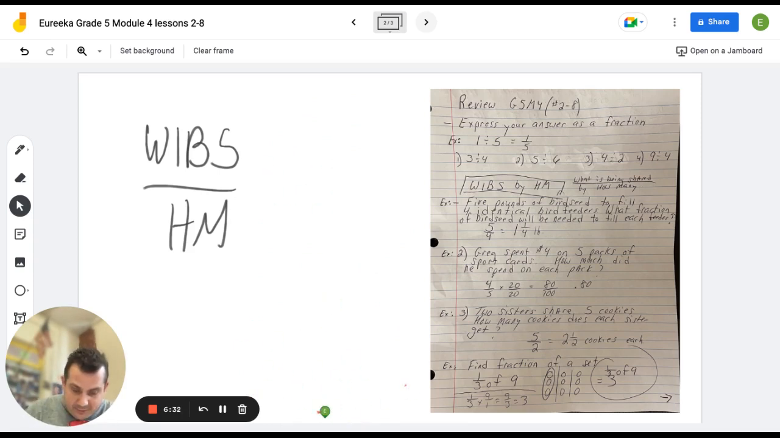Greg spent $4 on 5 packs of sports cards. How much did he spend on each pack? Well, now let's look. Greg spent $4 on 5 packs of sports cards. Well, what is being shared? Here, we are sharing the $4. The $4 is being shared by the 5 packs of sports cards.